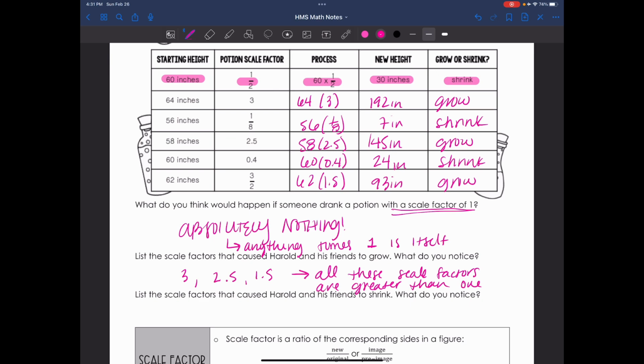List of scale factors that cause Harold and his friends to shrink. That is the 1/2, 1/8, 0.4, and I believe that's it. And of course, all these guys are smaller than or less than 1.